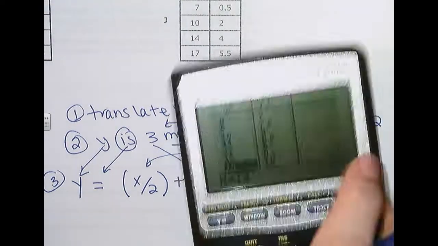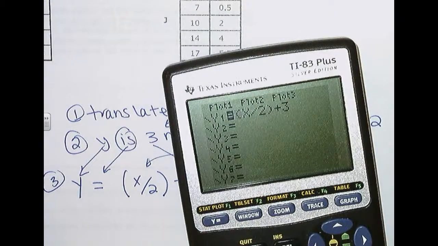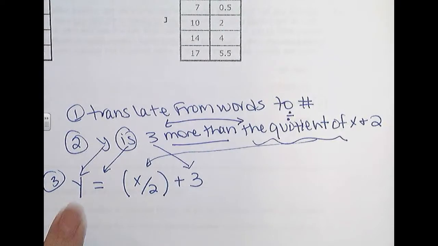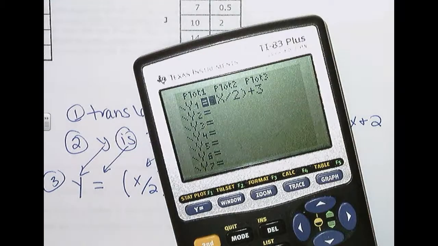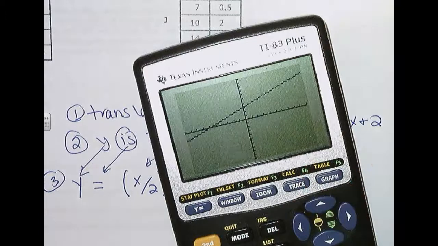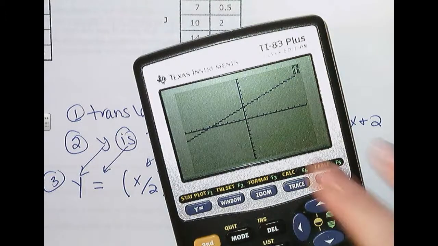Now I went to my y equals. And I can prove it's y equals: it starts with y. That's a pretty good proof. I went to my y equals, and I put it in exactly the way I wrote it. If you see product, quotient, sum, and difference, those words go in parentheses. We've talked about that. So there that is. Here's my pretty little graph, and yep, it's gorgeous. But who cares? I need a table. Second graph, there's my table.